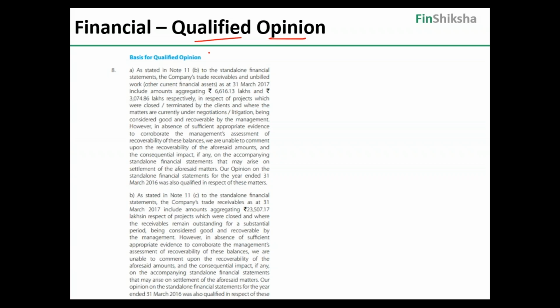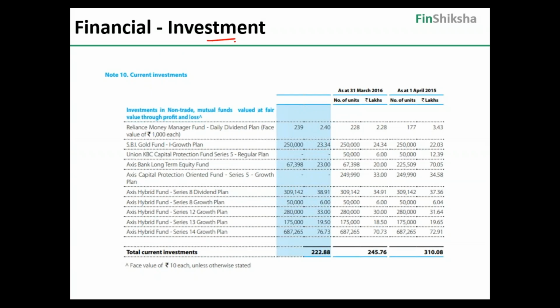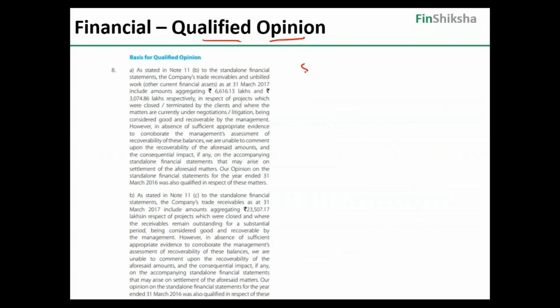Coming to the qualified opinion, which is again the example of Supreme Infrastructure. Qualified opinion. So this is again Supreme Infra. This usually is offered by the auditors. So if you see here, they have provided a qualified opinion. Qualified means something they did not see as correct.